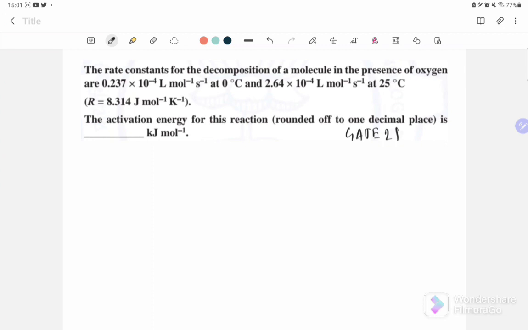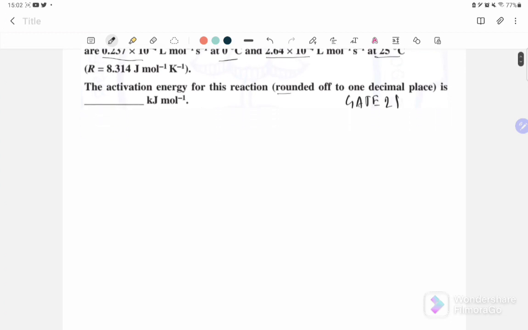Our first question: the rate constant for the decomposition of a molecule in the presence of oxygen is this one at 0 degrees Celsius, and this one, 2.6 into 10 to the minus 4 liter mole inverse second inverse, at 25 degrees Celsius. The R value is given, and it asks for the activation energy of the reaction. This is a very easy question. It just asks for one decimal place.